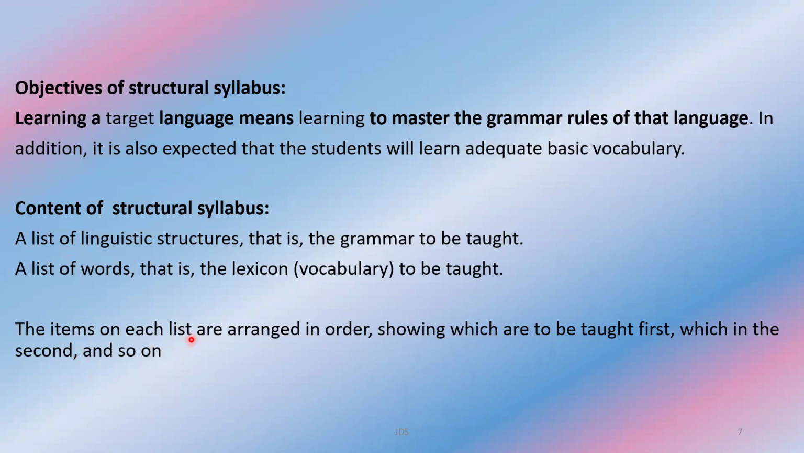The items on each list are arranged in order. The structures are ordered, showing which are to be taught first, which is second, and so on. You take grammar books like that of Brighter Grammar, or any other grammar book. All the grammar books, they follow the structural approach. Go through the content page. You will definitely find the structures being very systematically arranged. Why? That is one of the features or the guiding principles of the structural approach.